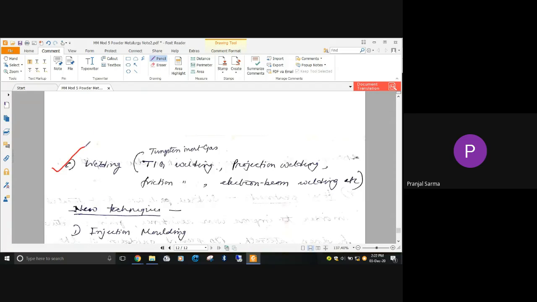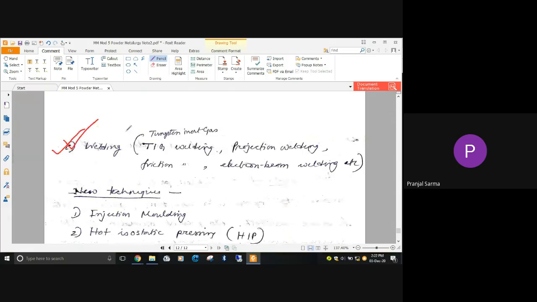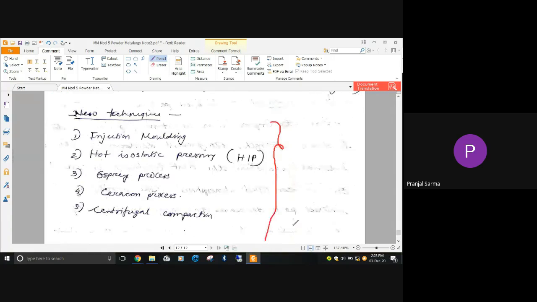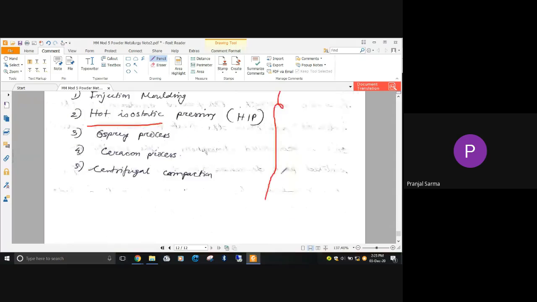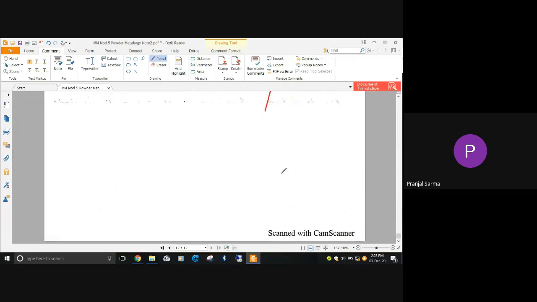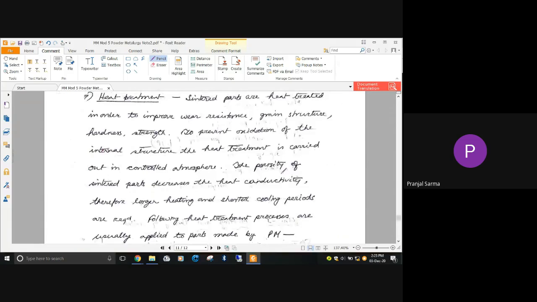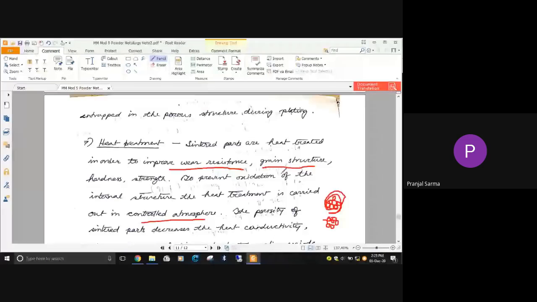Sometimes you may prefer welding, as welding can give you more strength. Apart from that, you can also go for other processes closely associated with powder materials, like hot isostatic pressing, the Osprey process, etc. Similarly, centrifugal compaction is also associated. With this, the whole module on powder metallurgy is completed.